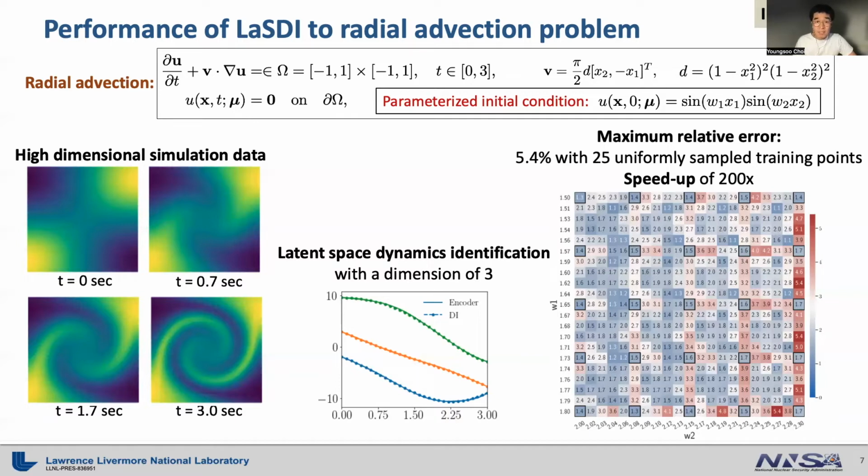Decent results, right? But we were not happy about the high relative error concentrated on the particular region of the parameter space, which was here. So this was caused by the uniform sampling. So we needed a better sampling procedure, possibly by incorporating physics information.